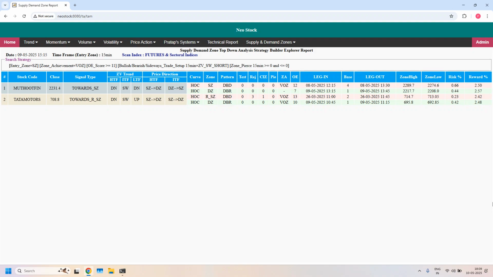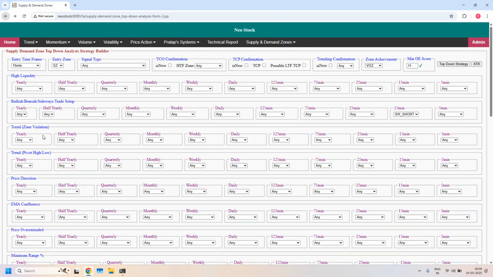Next, bullish trade setup. For daily income trade, entry time frame 15 minutes, but entry zone should be demand zone, and also bullish or bearish or sideways trade setup at 15 minutes. I am selecting bullish, and only change in the filters are minimum order enhancer score should be 12. Now all the three filters are applied to 15 minutes demand zone.